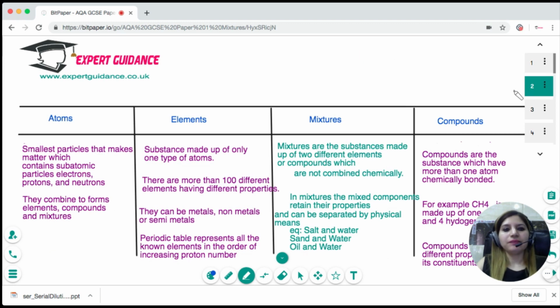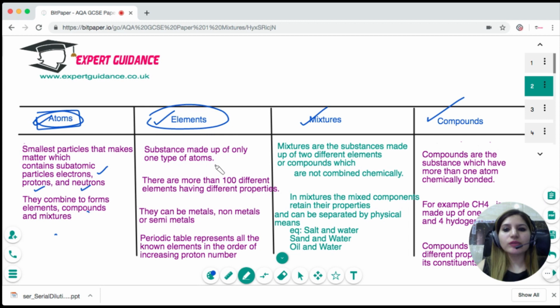So let's begin. The first thing that you should know is how to distinguish between atoms, elements, mixtures, and compounds. Let's start with atom. An atom is the smallest particle that makes up every matter. Anything that has mass and occupies volume is matter, and that is made up of atoms. An atom consists of subatomic particles: electrons, protons, and neutrons, and it is these atoms that combine to form elements, compounds, and mixtures.